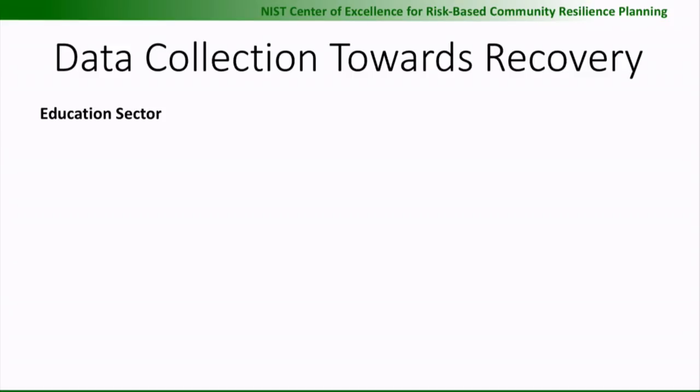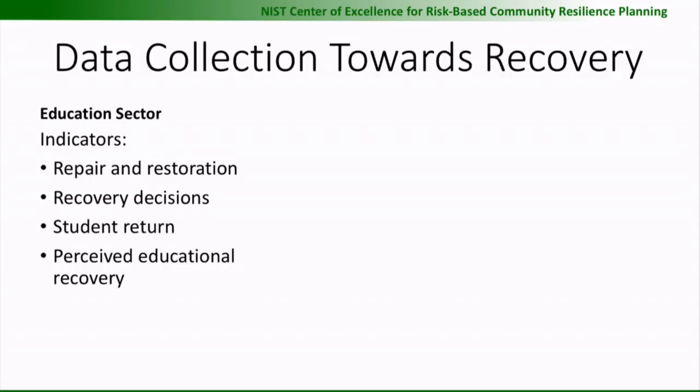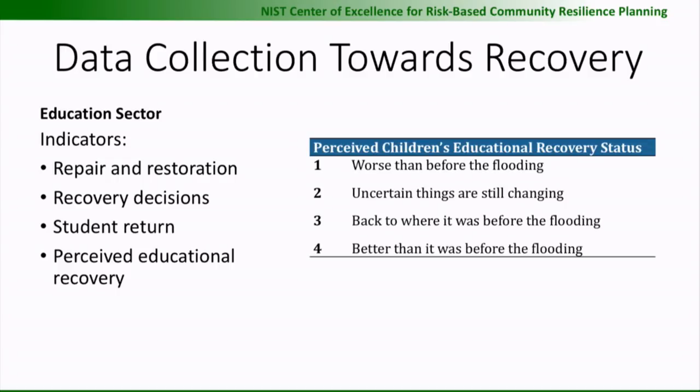For schools, we collected information through the housing survey as well as through the qualitative interviews that Maria mentioned earlier with different school representatives. We used repair and restoration of the school buildings, recovery decisions made by the school district, student return, employee return, and the parents' perceived educational recovery of their child or of their children as indicators for school recovery. This last one, again, was a multiple choice question, and the parents were able to say whether their child's education was better than it was before the flood, back to where it was before the flood, uncertain because things are still changing, or worse than before the flood.